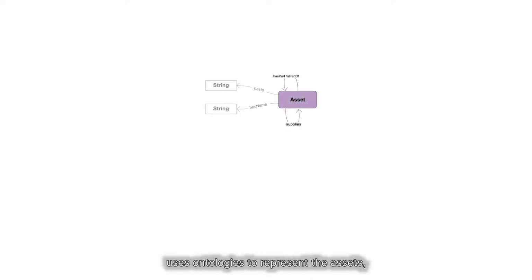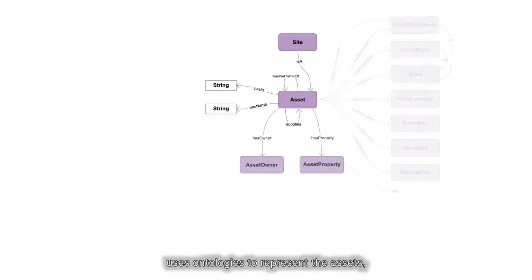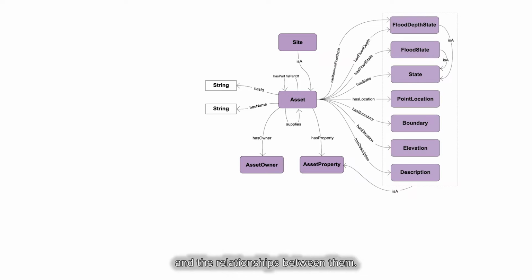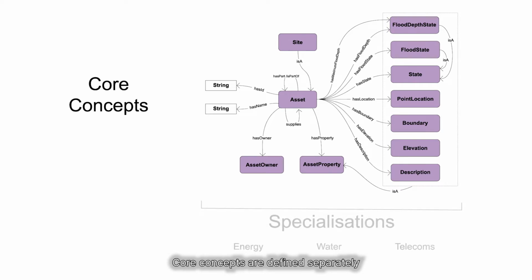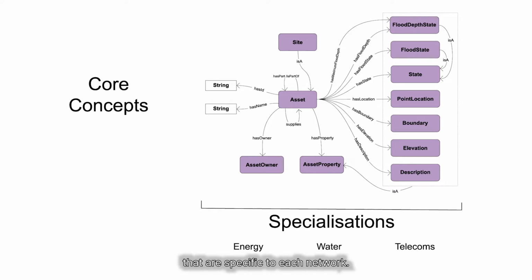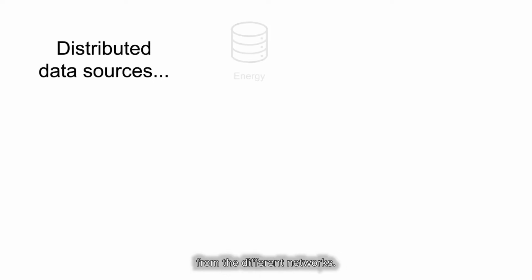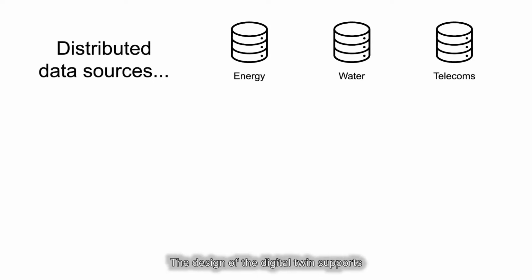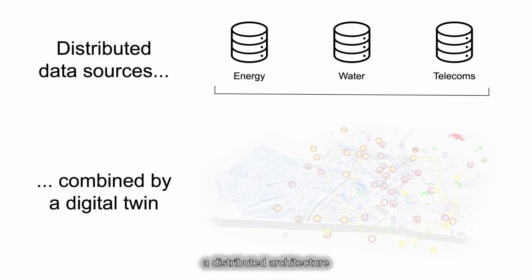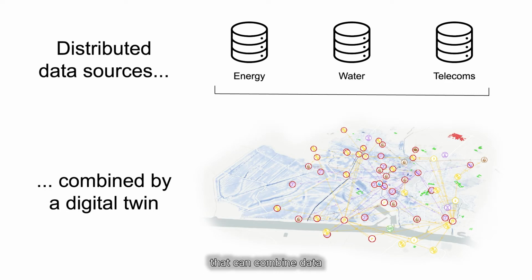The knowledge graph uses ontologies to represent the assets, their operational state, and the relationships between them. The ontologies are hierarchical. Core concepts are defined separately from specializations of concepts that are specific to each network. This approach is extensible and is fundamental to achieving interoperability between data from the different networks. The design of the digital twin supports a distributed architecture that can combine data hosted by different providers.